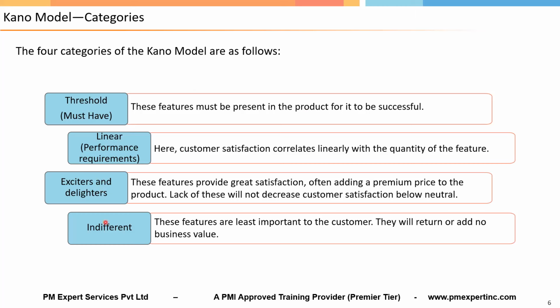Now, indifferent is different from won't-haves, right? For won't-haves, when we were discussing Moscow, I said the customer says, at this point, based on my various constraints, I'm putting this requirement on hold. I may deliver it later. That was won't-have. But here, indifferent means this feature is not at all or least important to the customer, so we won't be delivering it, right? That is the meaning of indifferent. Is that okay?